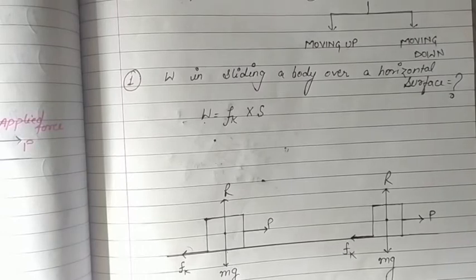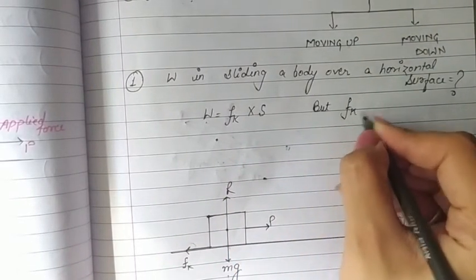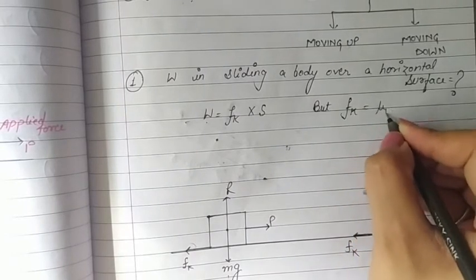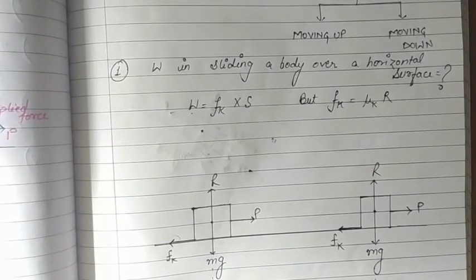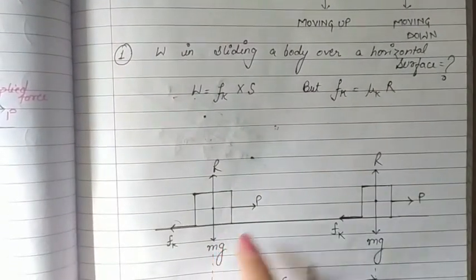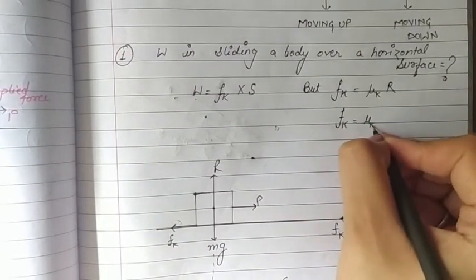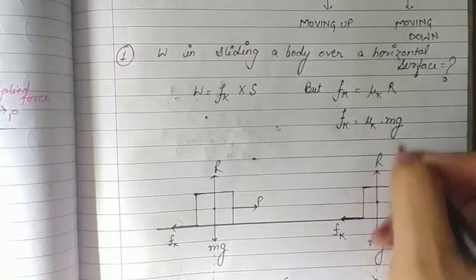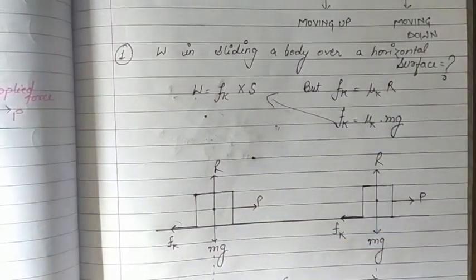But we know that this friction force Fk, or the kinetic friction, is equal to mu k R, where mu k is the coefficient of kinetic friction and R is the normal reaction, and this R is balanced by mg, that means R is equal to mg. So Fk is equal to mu k into mg. This we have. So we are going to put this value in the expression of the work done.